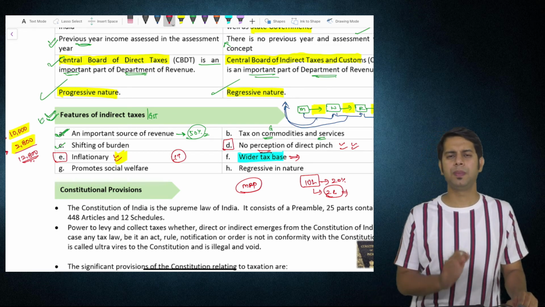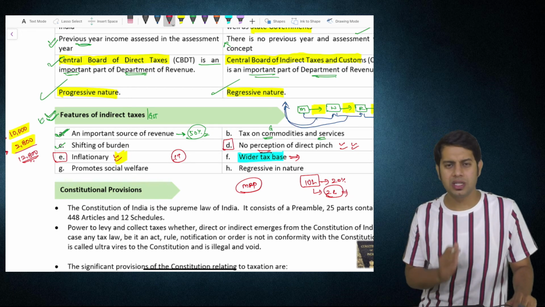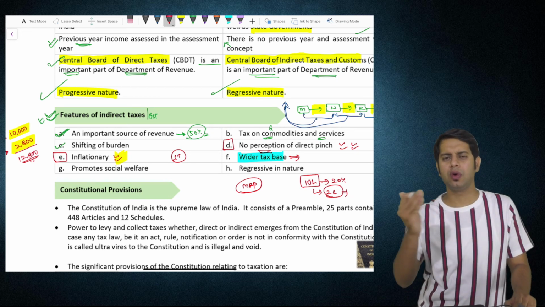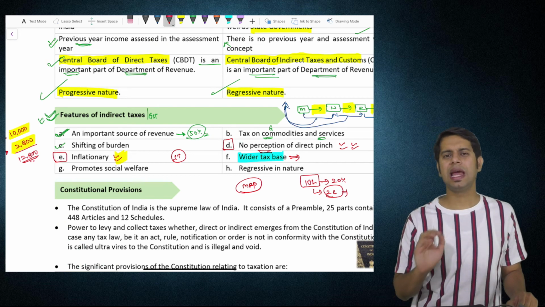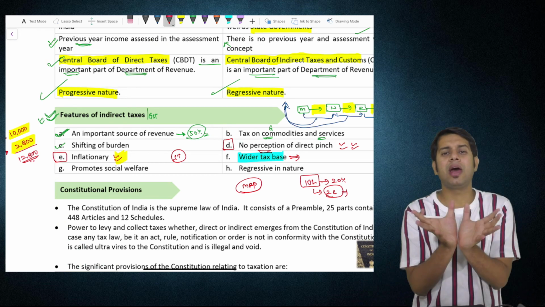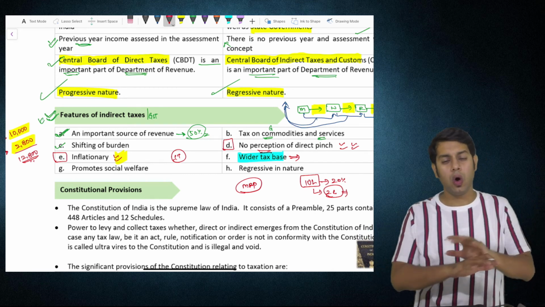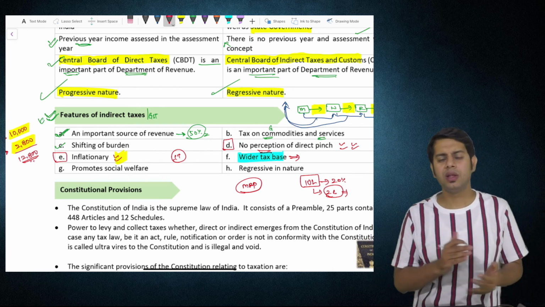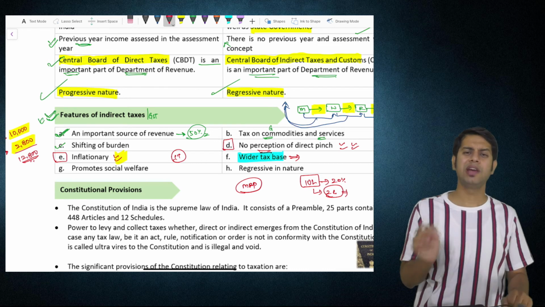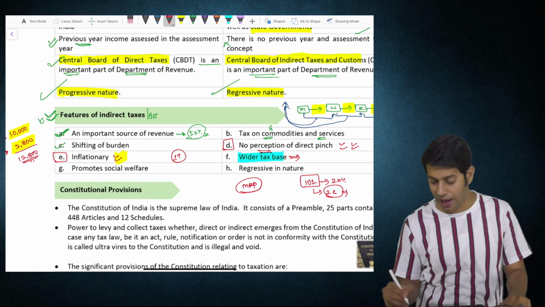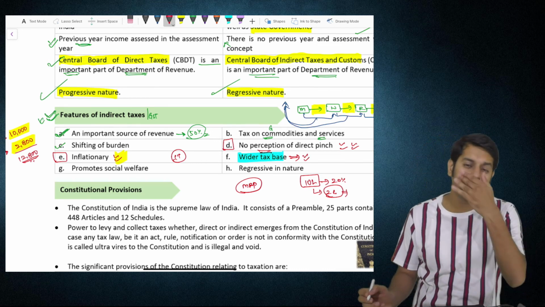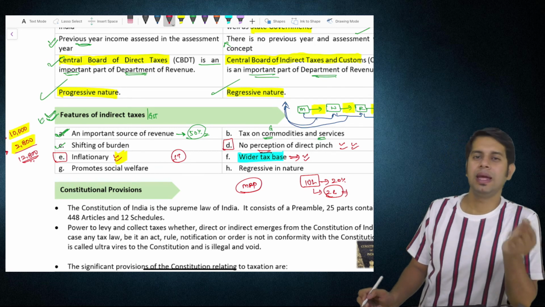So only those people whose income crosses the basic exemption limit, the specific limit, only they have to pay income tax. So it is very narrow. It is not applicable to entire India, to all the people who are there in India. There are 135 crore people in India. Not everyone will be paying income tax. But the entire 135 crores in India are paying indirect taxes.